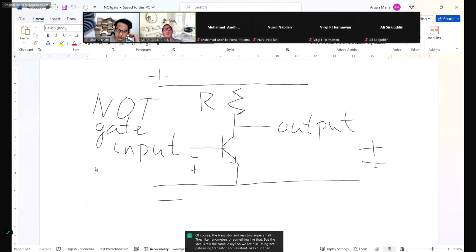So the NOT gate requires only one input. And I hope you understand how NOT gate works. So if input is false, the output is true. And if input is true, the output is false. Do you understand that?